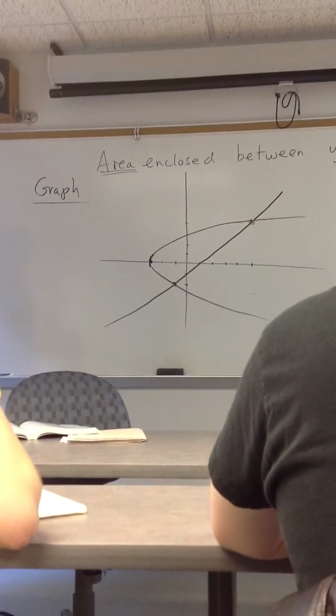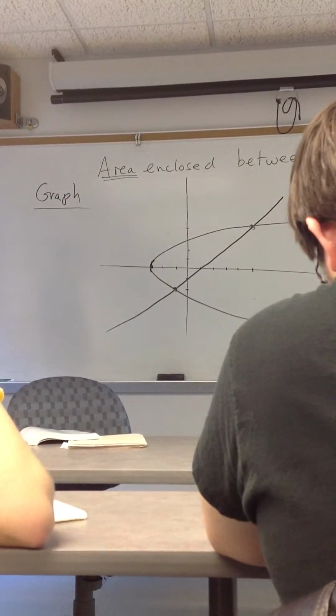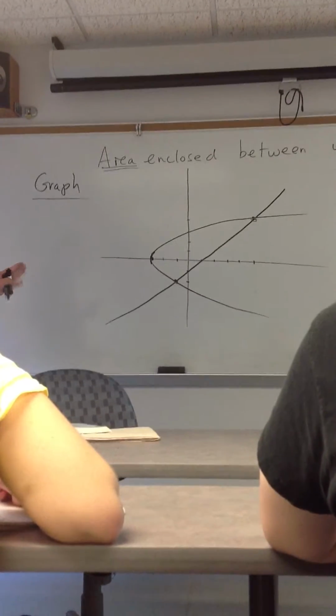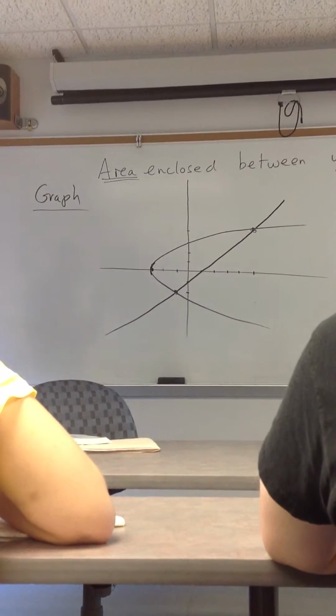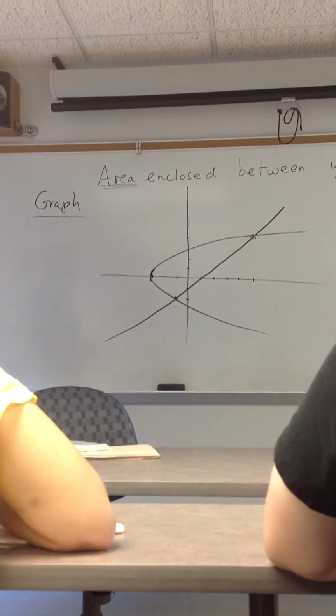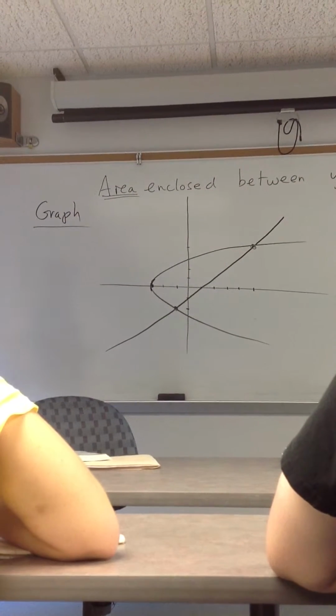Now I said in class last time that if you want to calculate the area like that, you have to think of it as being made up of slices. Now you have two choices here. You can ask yourself, can I think of that area as being made up of vertical slices or horizontal slices? One way is easier than the other.